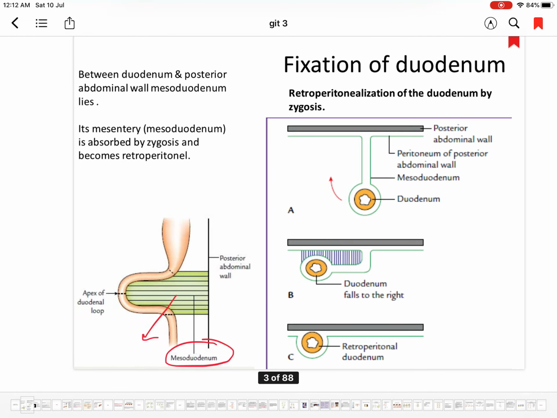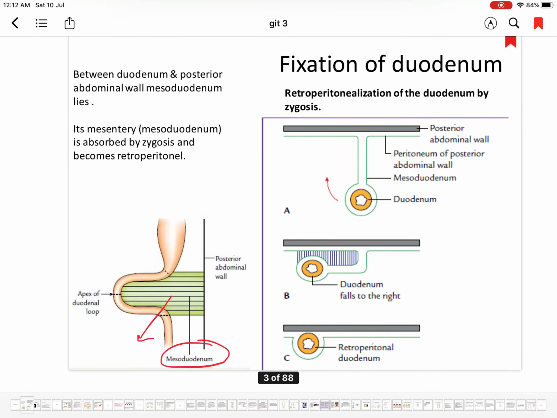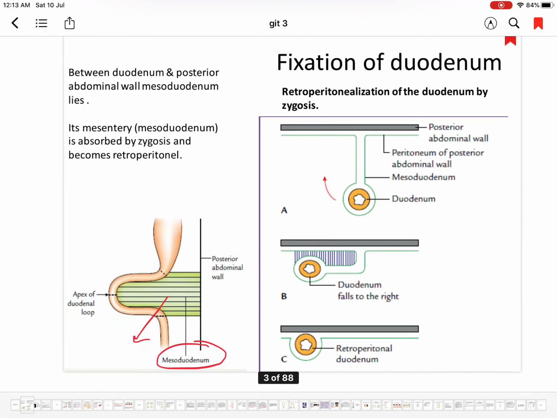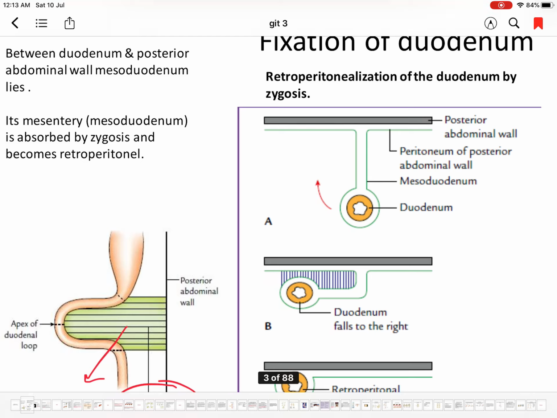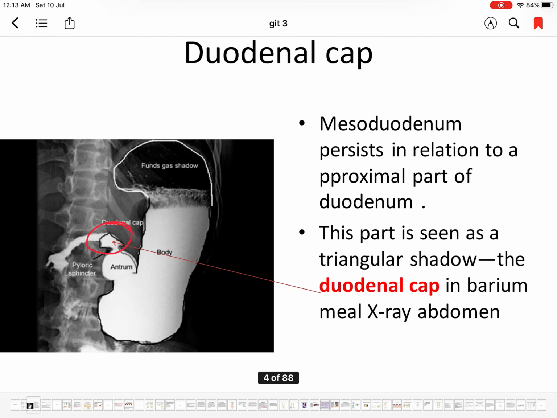So most of the duodenum becomes retroperitoneal, except the first half of the first part of the duodenum, which contains the mesentery, called the mesoduodenum or the lesser omentum. So we will say the lesser omentum is attached to the lesser curvature of the stomach and the first half of the first part of the duodenum.